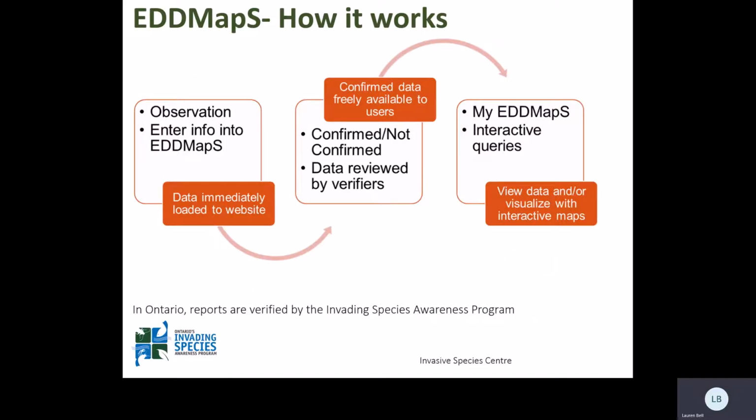How it works? Once you make an account and you have an observation you'd like to report, you enter that information into EDMAPS. That data is immediately uploaded to the website and then is either confirmed or not confirmed by the verifiers. In Ontario, reports are verified by the Ontario Invading Species Awareness Program. Once that data is confirmed, it's freely available to users and is available on your My EDMAPS account, and then it can be used as a point of distribution so we get a better understanding of the current distribution of that species.